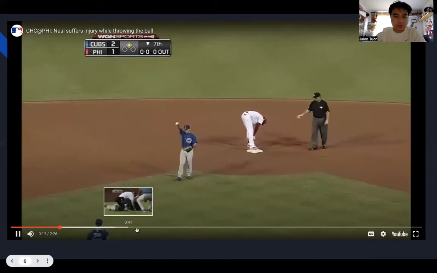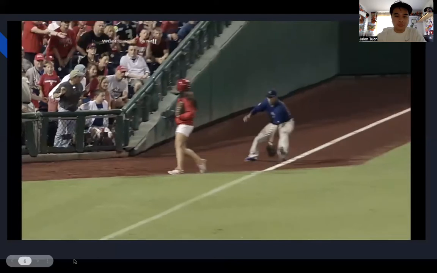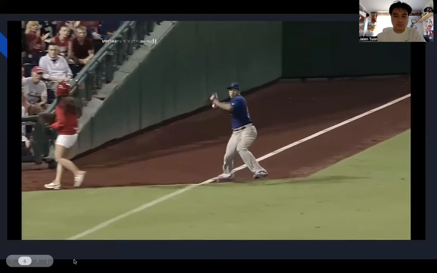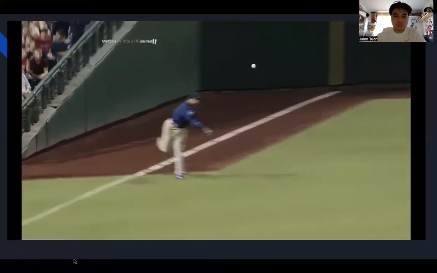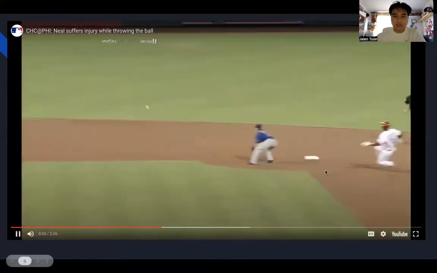Oh. So here is a replay of that. Releases a ball, instantly feels it. Yeah.